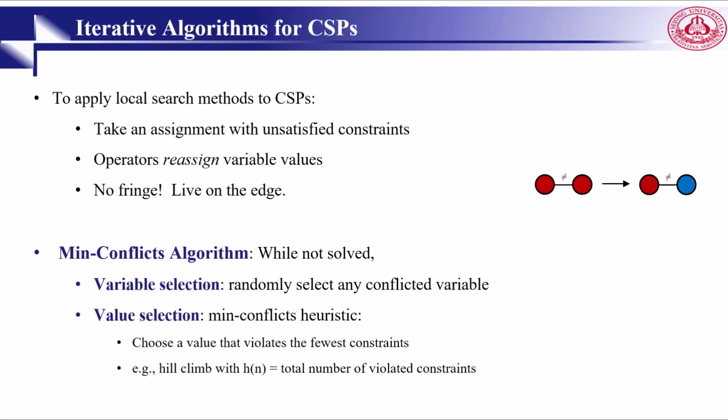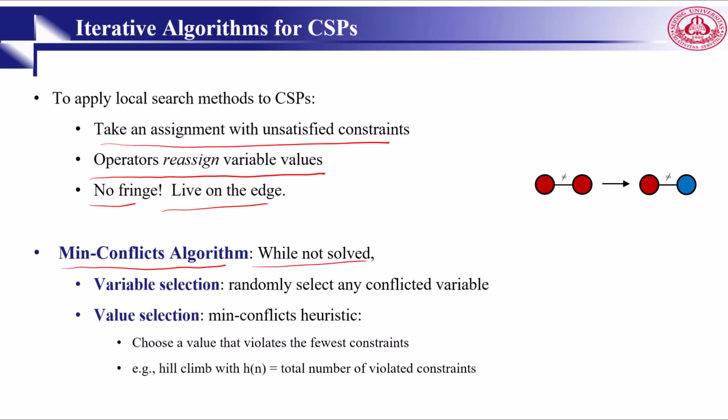Local search methods typically work with complete states. Complete state means all variables are assigned. To apply local search methods to CSP, we take an assignment with unsatisfied constraints, then we reassign variable values. Then we have the min-conflicts algorithm. While not solved, we go for variable selection and value selection. In variable selection, we randomly select any conflicted variable, and in value selection, we go for the min-conflicts heuristic. In this case, we choose a value that violates the fewest constraints. For example, hill climbing with heuristic h as the total number of violated constraints.